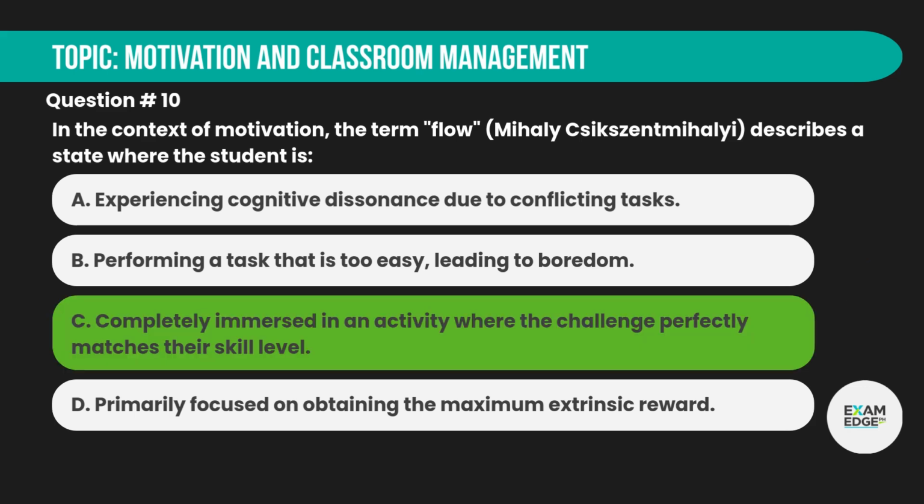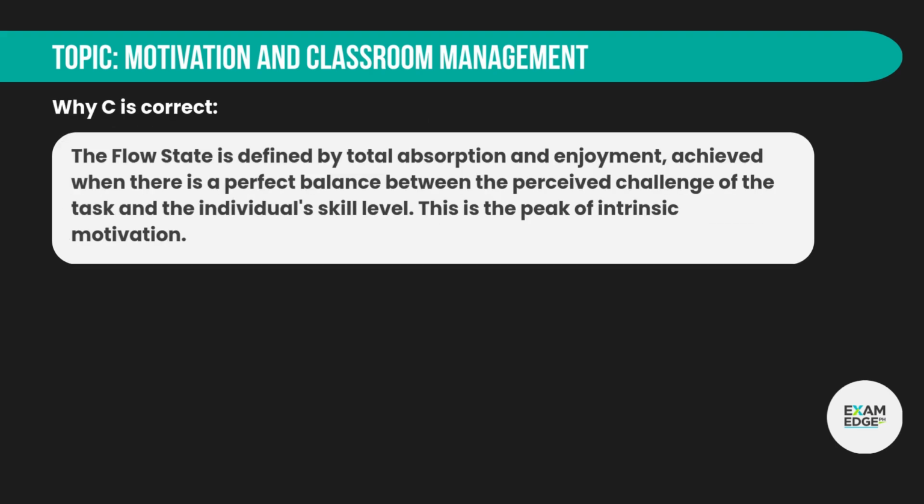Correct answer. C. Completely immersed in an activity where the challenge perfectly matches their skill level. Why C is correct? The flow state is defined by total absorption and enjoyment, achieved when there is a perfect balance between the perceived challenge of the task and the individual's skill level. This is the peak of intrinsic motivation.